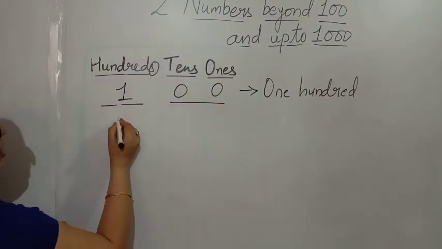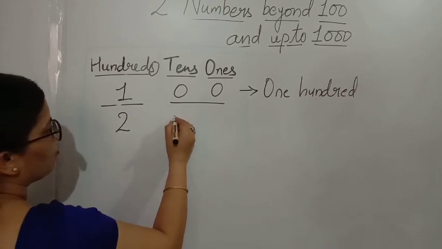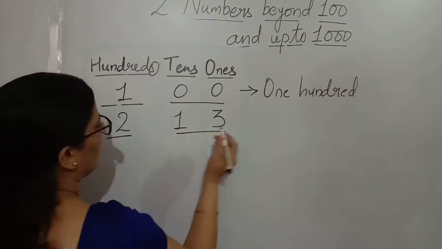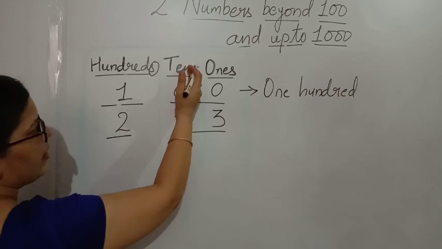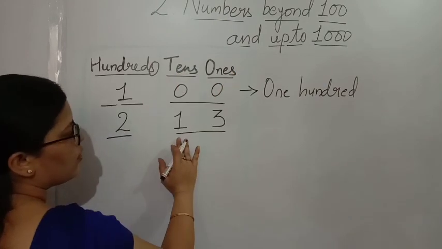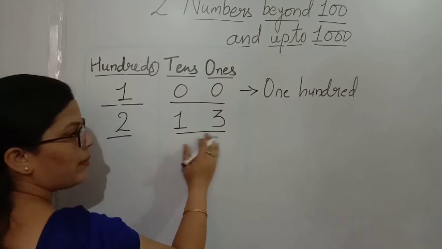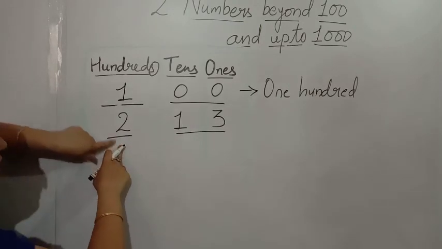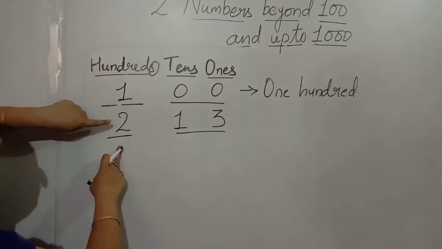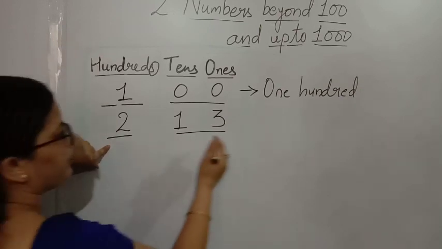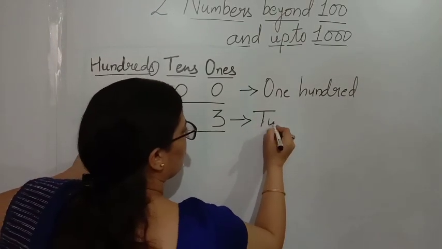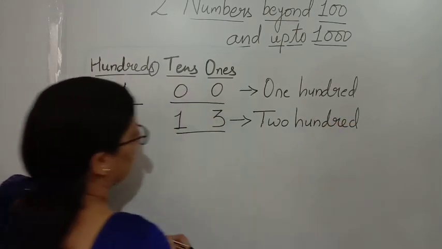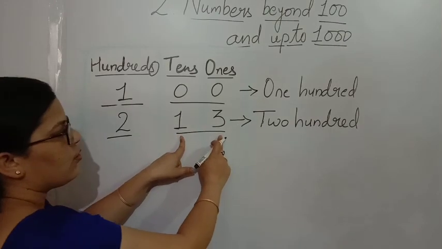Let me take another number. If the number is 213, divide this number in two parts. 2 is at hundreds place, 1 is at tens place, and 3 is at ones place. So we read these two places together. 1 3 forms the number 13. 2 is at hundreds place, so first of all we'll write two hundred. What is the number? 1 3, 13. So we'll write two hundred thirteen.